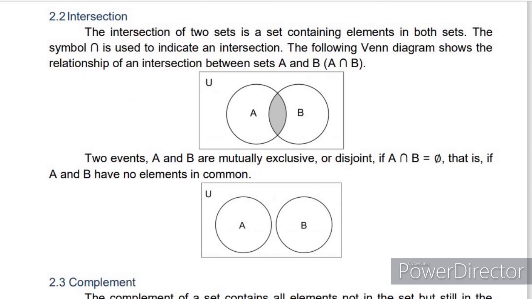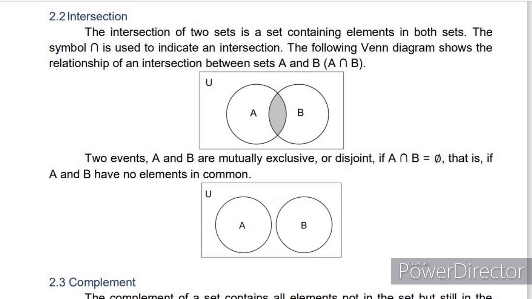Next, we go to another operation, which is intersection. The intersection of two sets is a set containing elements in both sets. Remember, the symbol, the inverted U, is used to indicate an intersection. The following Venn diagram shows the relationship of an intersection between sets A and B, or A ∩ B. To make a Venn diagram of it, we will shade the intersection between A and B because we are referring to the elements in their intersection.